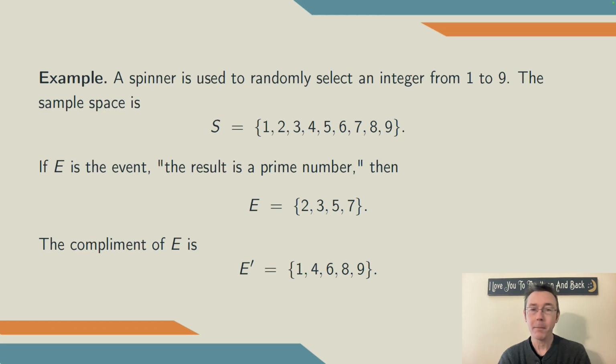Here's an example of that. A spinner is used to randomly select an integer from 1 to 9. So the sample space is 1, 2, 3, 4, 5, 6, 7, 8, 9. Let's let E be the event the result is a prime number. So a prime number is a number that's divisible only by 1 and itself. So the event E is 2, 3, 5, and 7. To get the complement, I'm basically just going through the set S and crossing out all of the things that are in E. And if I do that, I'm left with the complement E prime: 1, 4, 6, 8, and 9.